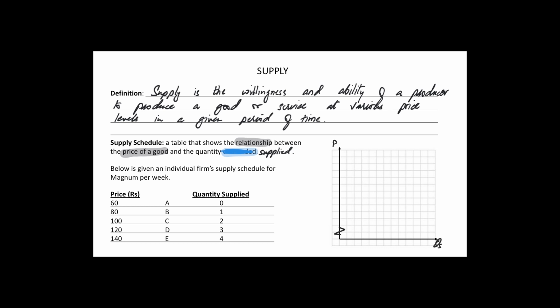So I'll just place this line so that I'll start with 60, 80, 100, 120, 140, and these are my numbers. And I'll just plot at 60 you're willing and able to supply 0. At 140 it's about 4. This is how the supply curve looks. S is for supply curve and 0 is for my original point. Okay, this is an individual firm's supply curve.